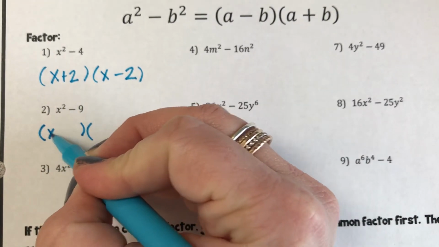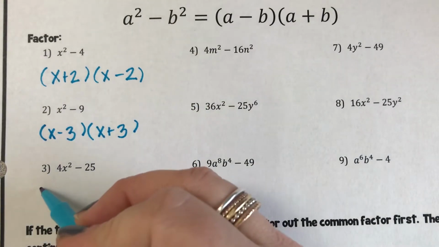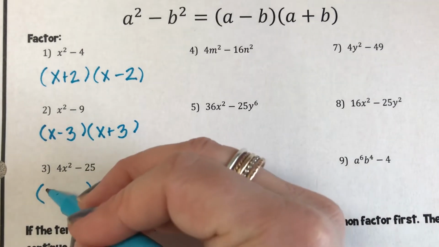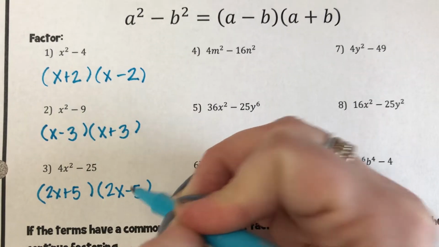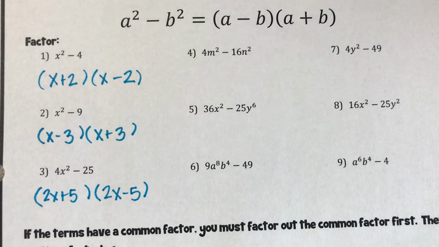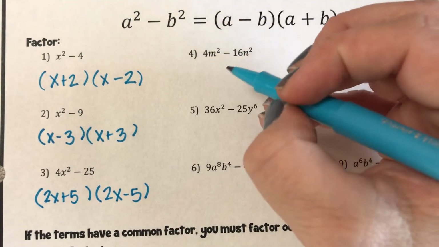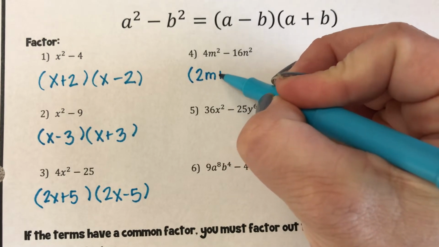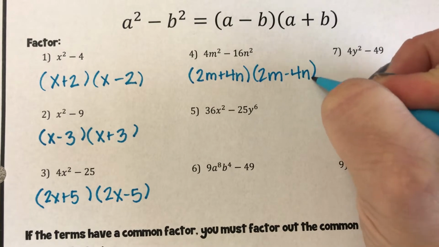So perfect square minus perfect square, easy. 2 parentheses, x minus 3, x plus 3. 4x squared minus 25, that is a perfect square minus a perfect square. So 2x plus 5, 2x minus 5. On the next one, we have 4m squared minus 16n squared, perfect square minus perfect square. So we can go ahead and make it 2m plus 4n into m minus 4n.